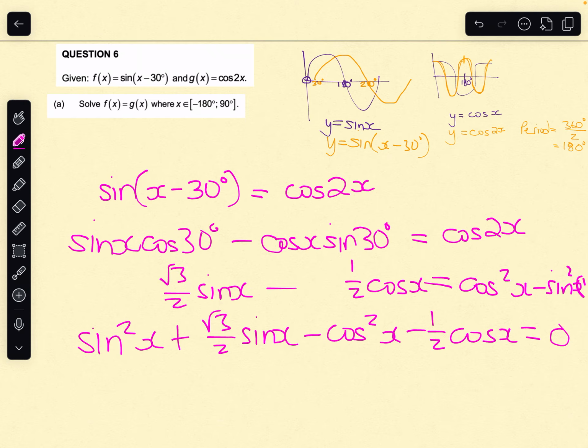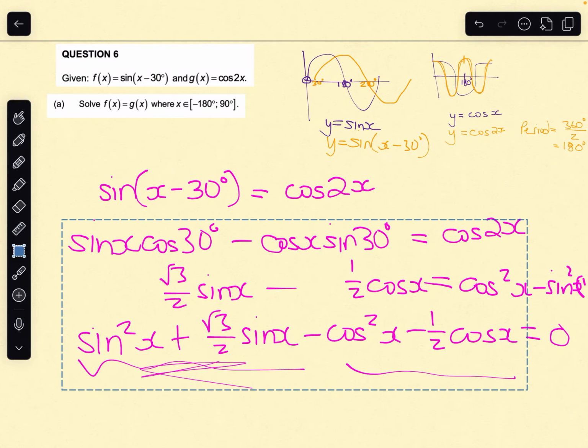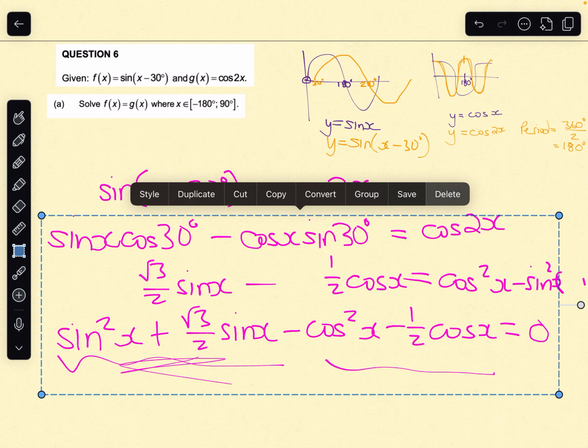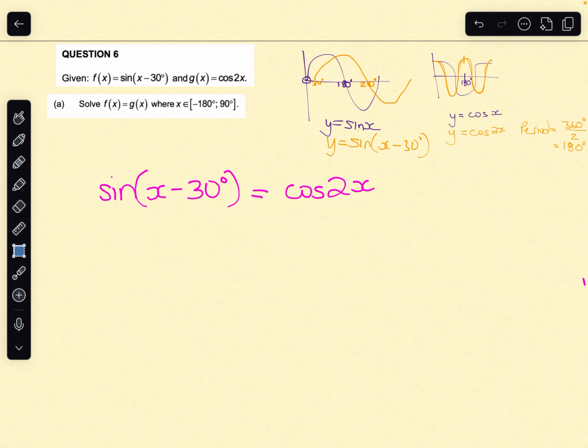So if I take out a common factor here, the common factor would be sine x, and then my bracket will be sine x plus root 3 over 2. The common factor here would be cos x, and then in the bracket I won't be left with anything to do with sine. So this is just a dead end. So we go back to the original idea.